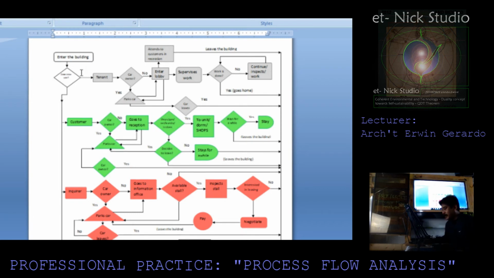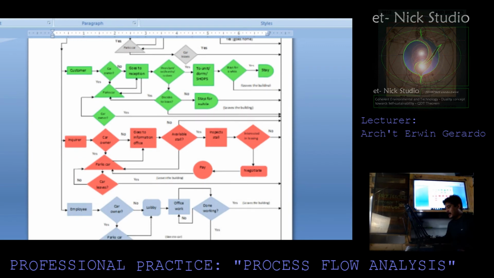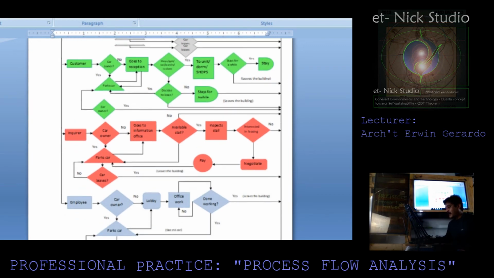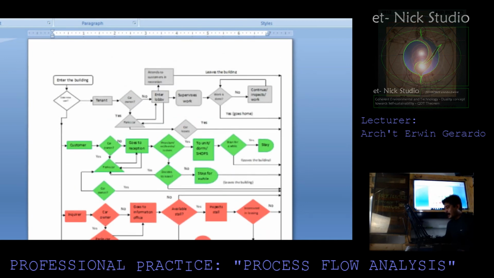Then the next step here is we need to determine who the users are. Are the users tenants? Are the users the customers? Or just merely a walk-in client or inquirer? And employees. That is why, all in all, we have 4 building users.